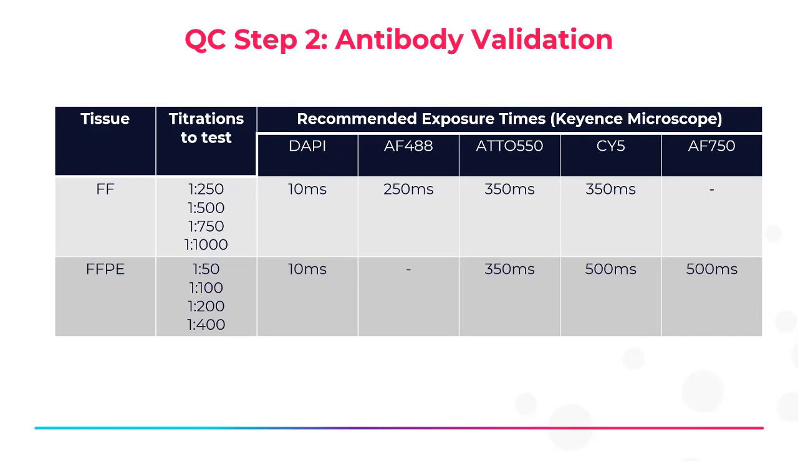The next step is to optimize the titration of antibody you use to stain your tissue. On this chart, you can see which titrations are suggested for fresh frozen tissue and FFPE tissue. When you're imaging tissue stained with these titrations, please start by using the recommended exposure time seen here for the given channel. You can optimize these if needed, but for background subtraction purposes, it is recommended to use a similar exposure time for a given channel across your entire antibody panel.